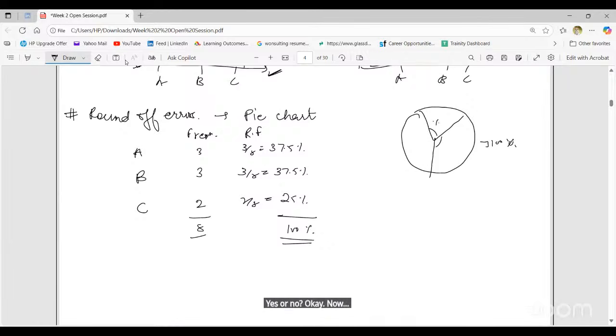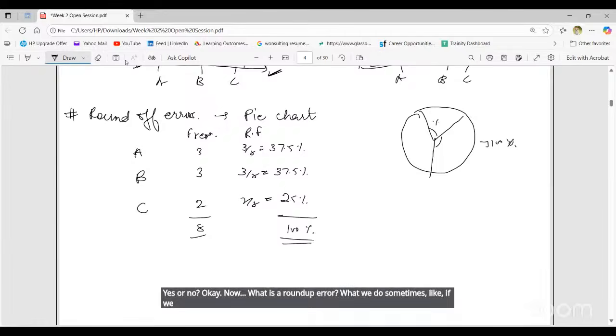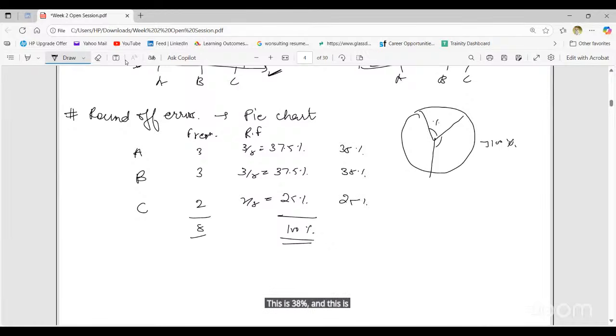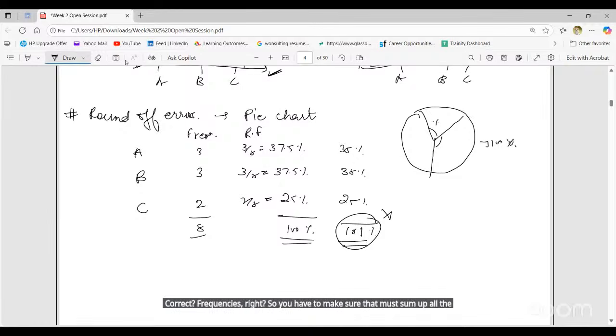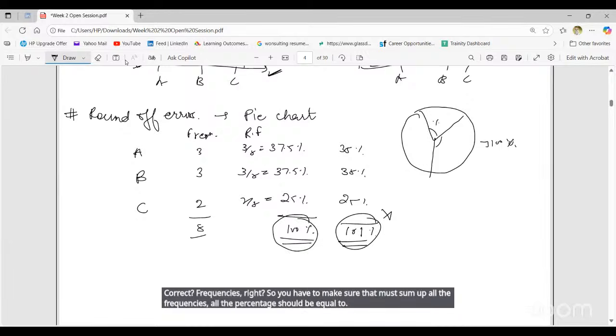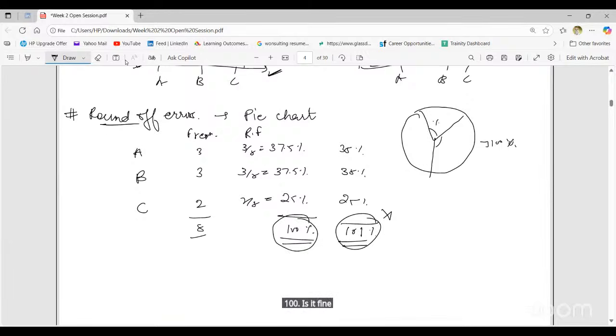Now, what is a round-off error? Sometimes we just round it off. So 37.5, let's suppose I make it 38%. This is 38% and this is 25%. Now, if you sum it, the sum coming out is 101%. So these are not correct frequencies. You have to make sure that the sum of all the percentages should be equal to 100. So this is a round-off error.